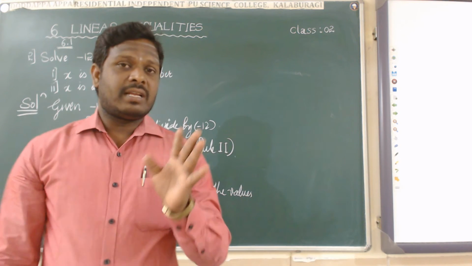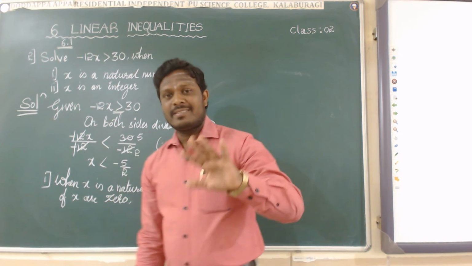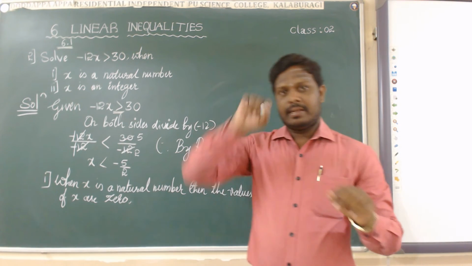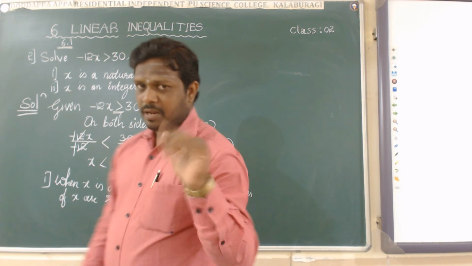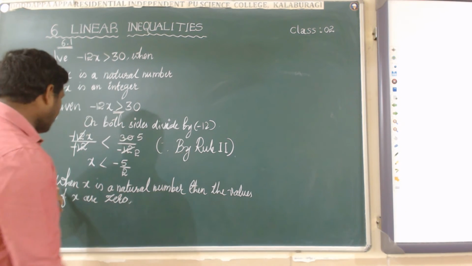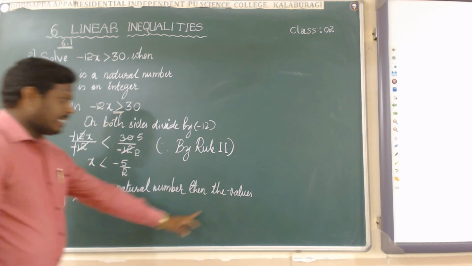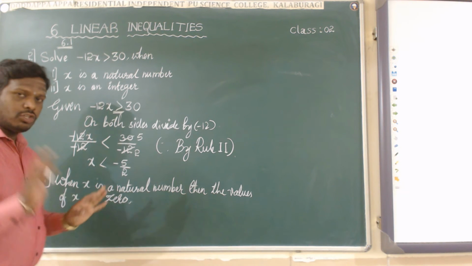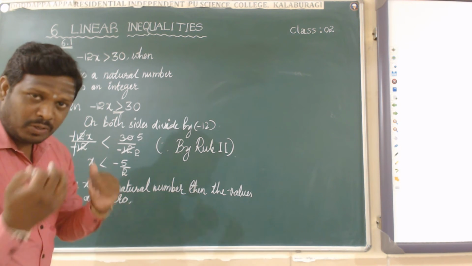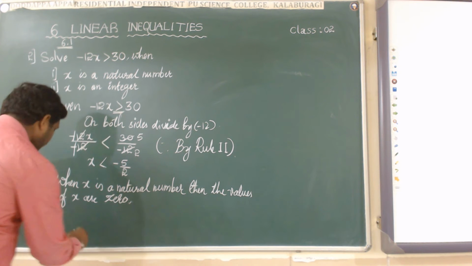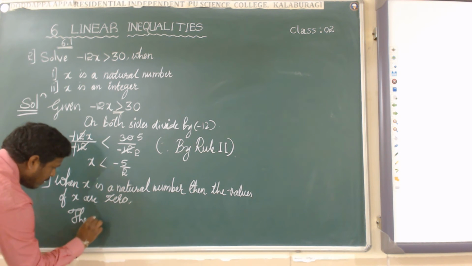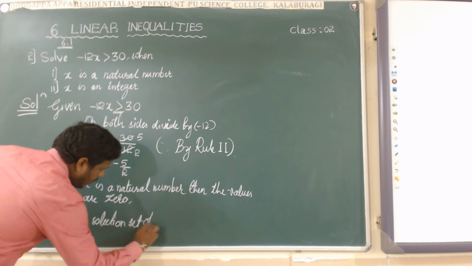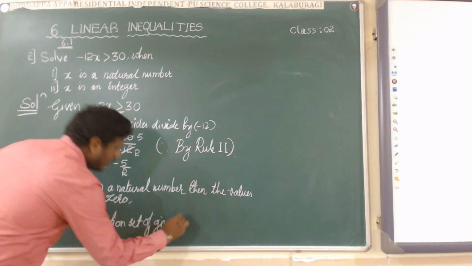We have to know the knowledge about natural numbers. The natural numbers start from 1, 2, 3, 4 up to infinity. I hope all of you know this. So that's why I am writing here: when x is a natural number, the value of x is 0. So that's why I am going to write the solution set of the given inequality.